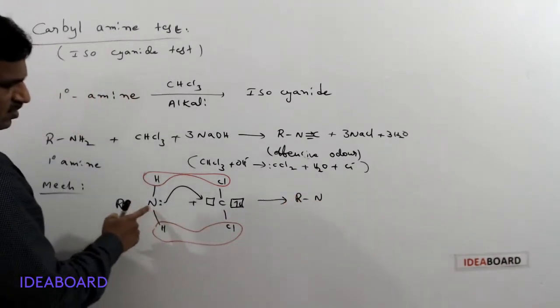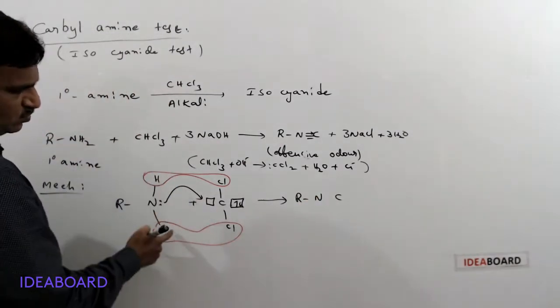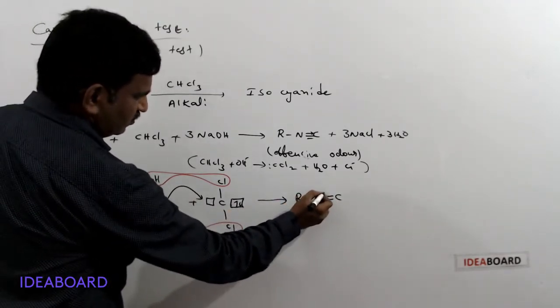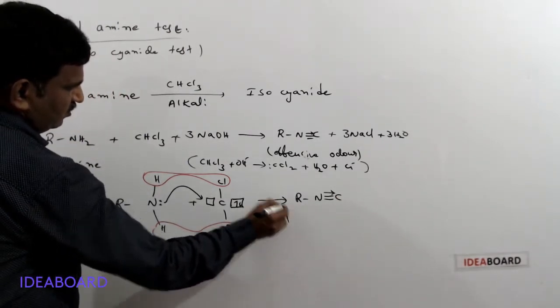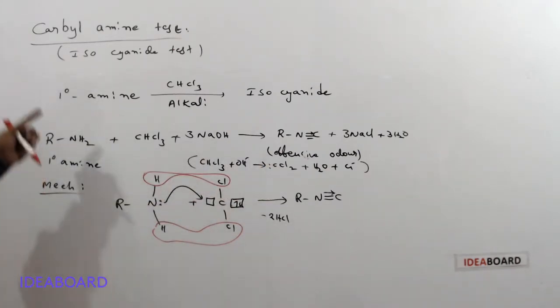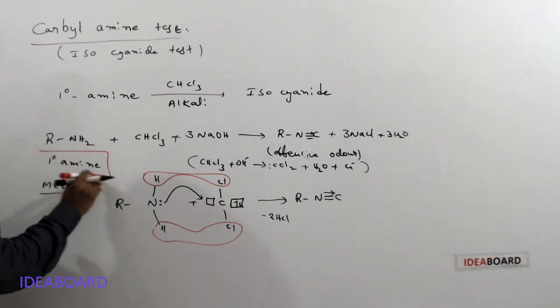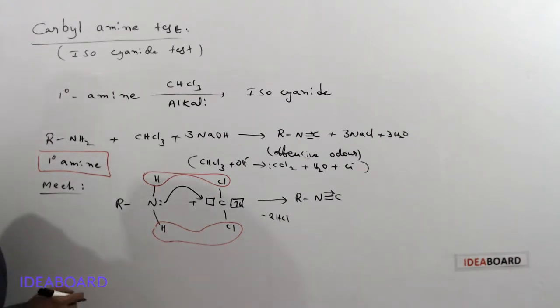Then we get R-N-C. Here N and C already have two bonds because of these two, and the third bond is a dative bond. So this is RNC formation with loss of 2HCl. Okay, this is isocyanide formation by the carbylamine test or isocyanide test. The main important thing is that only primary amines undergo this isocyanide test, so you must consider primary amines only.